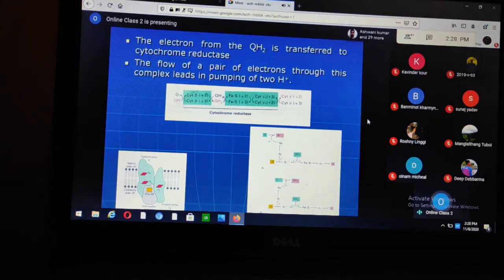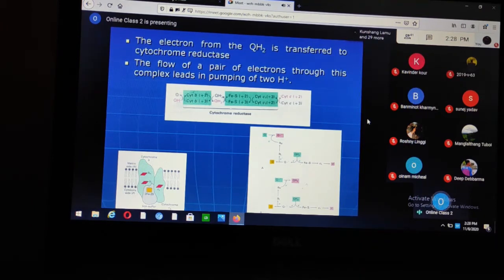So here, let's see the structure. Now this is the structure of the cytochrome reductase. What it has as the prosthetic groups: it has the iron sulfur complex, it has cytochrome C1, it has cytochrome BL, and it has cytochrome BH. So these are the prosthetic groups of the cytochrome reductase.